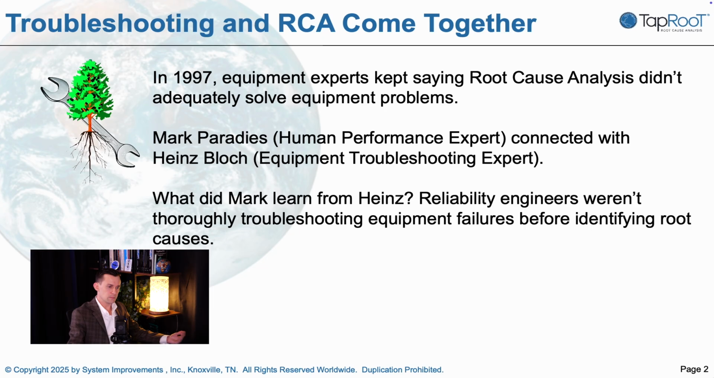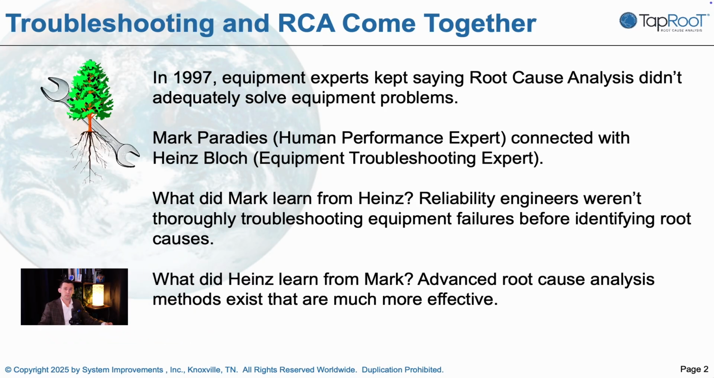And so what did they learn? Mark learned from Heinz that equipment personnel were not fully troubleshooting equipment failures before they were finding root causes. They weren't proving how the equipment failed. What did Heinz learn from Mark? He learned that there were many ways after we prove how the equipment fails properly, technically, to find all of the reasons that allowed it to fail using more advanced forms of root cause analysis than 5 whys or fishbone diagrams.